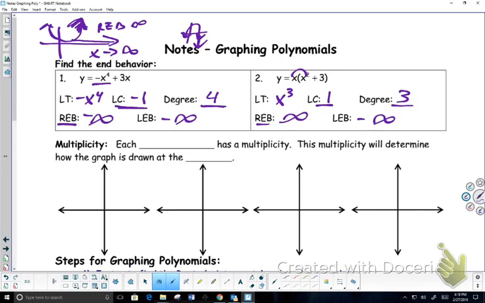Once again, please keep in mind your right-hand bound and left-hand bound are y values. What y value is it approaching? Okay?